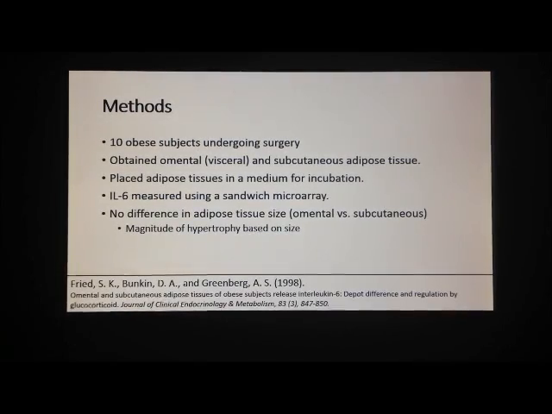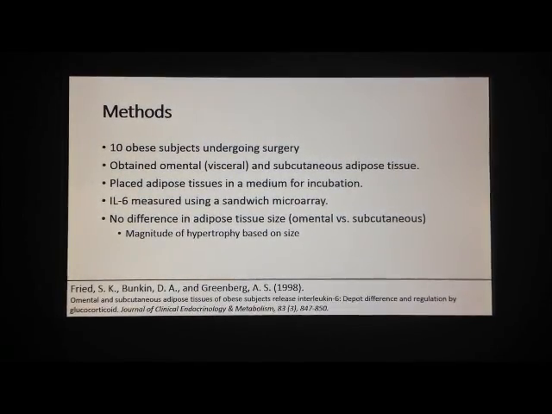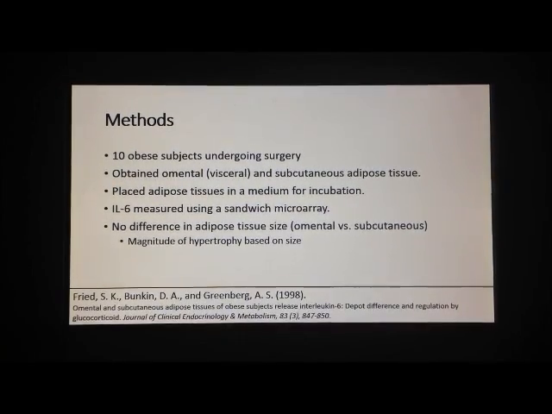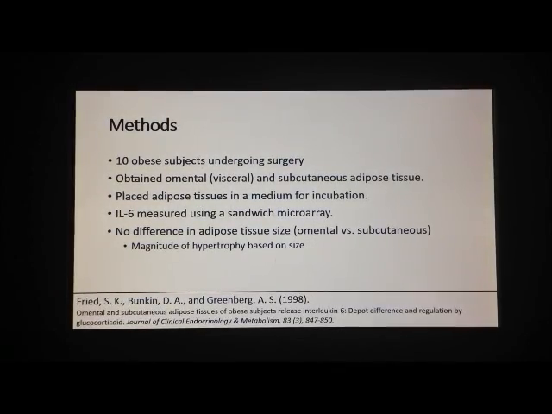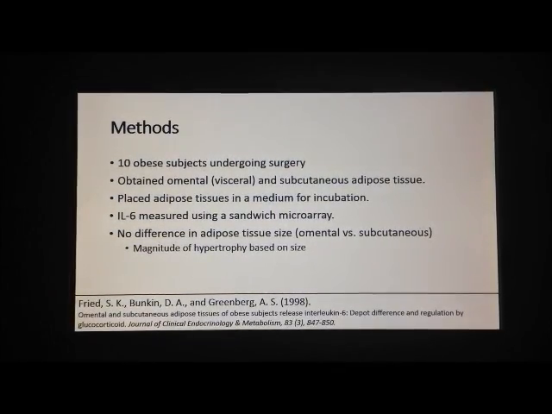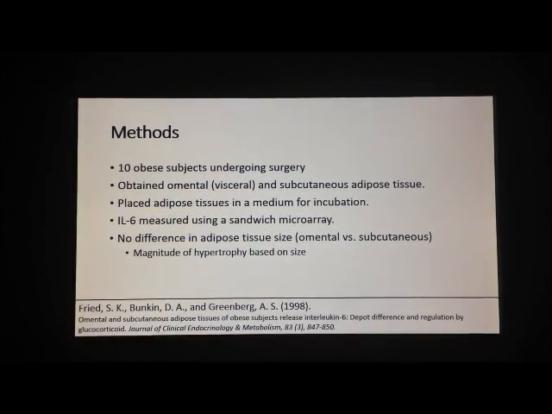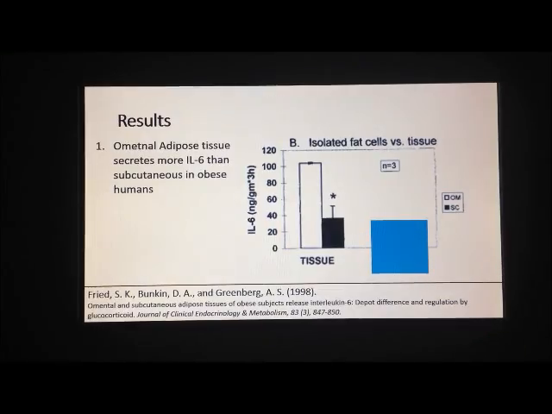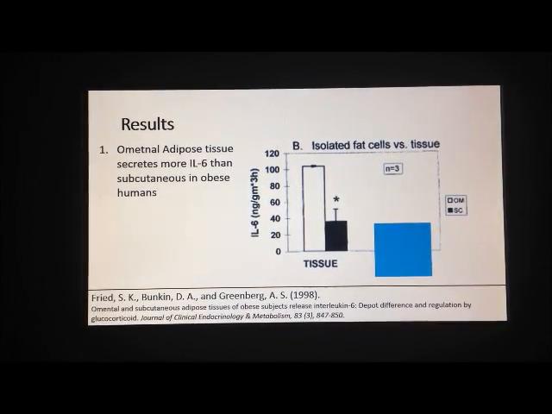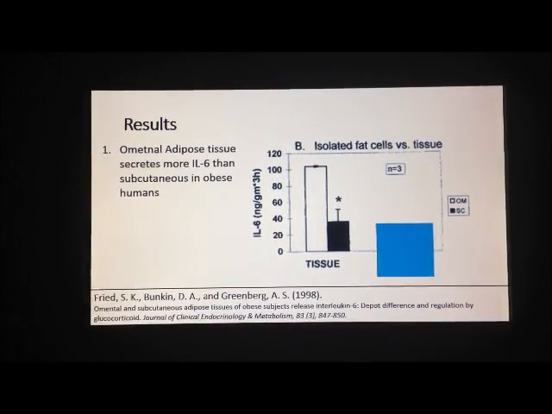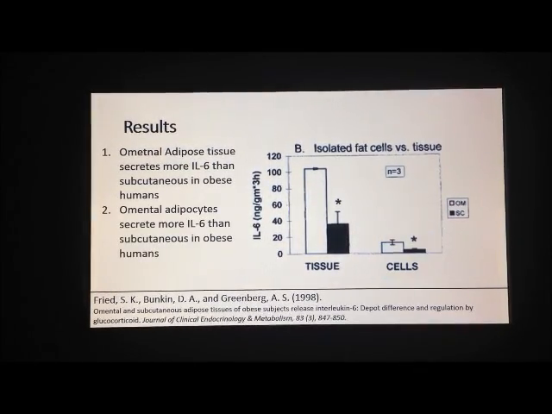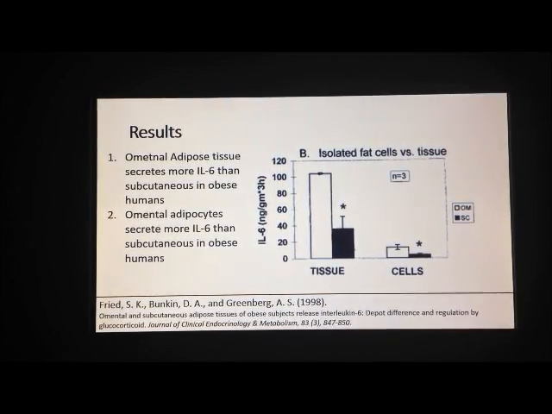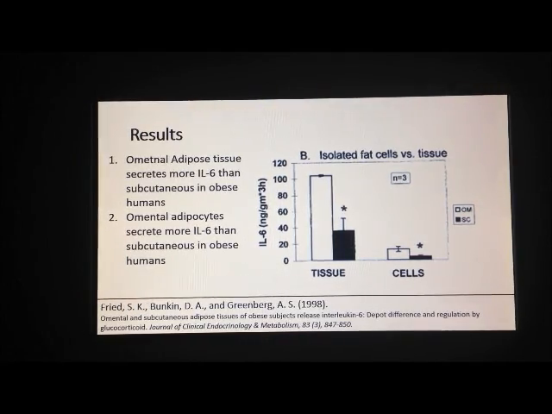We found a study that looked at 10 obese subjects about to go to surgery. They obtained omental fat, or visceral fat, and subcutaneous tissue as well. They placed the tissue in a medium for incubation and measured IL-6. There was no difference in tissue size between the two fats, or in the hypertrophy based on size. The results showed that omental adipose tissue secretes more IL-6 than subcutaneous fat does in obese humans. It also shows that the cells in omental adipocytes secrete more IL-6 than those in subcutaneous fat.